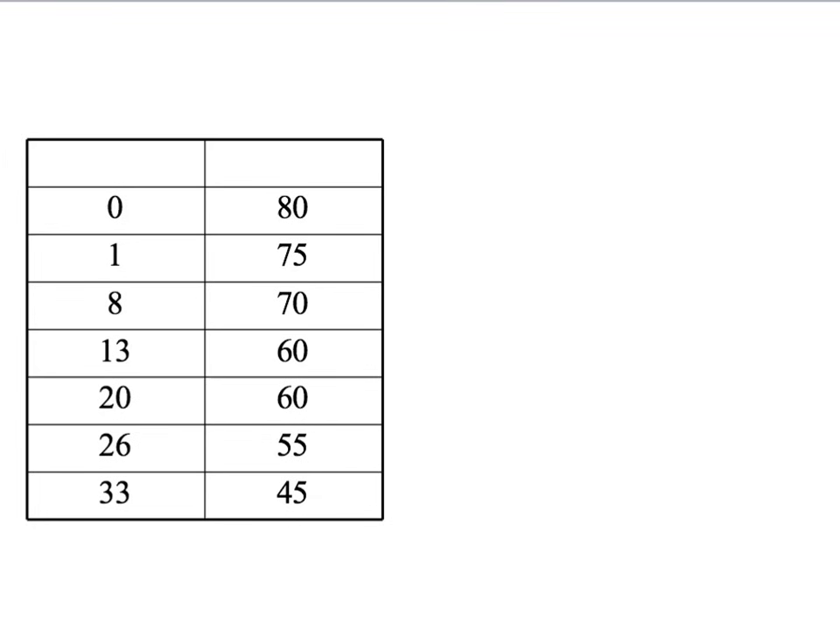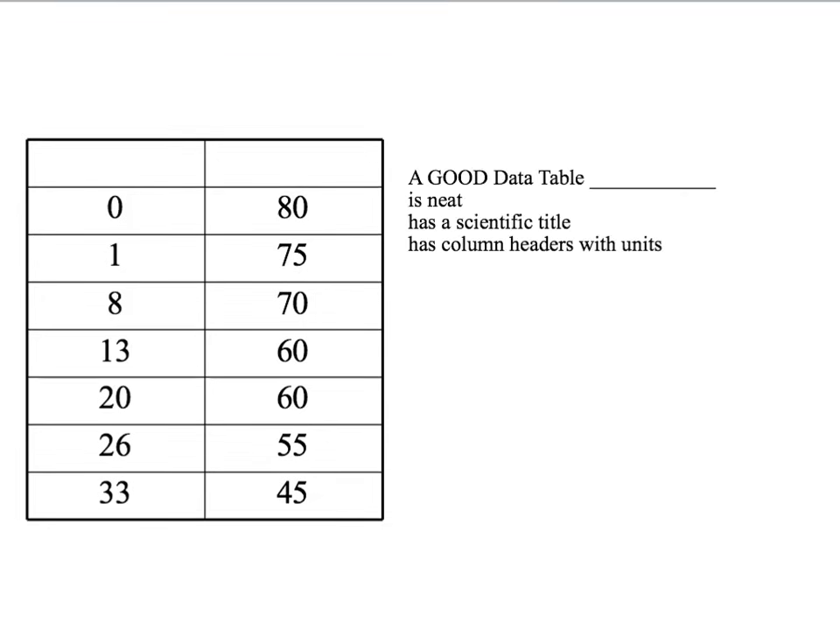So here's an example of a data table that I want to use. Now what I'm hoping to show you from this is how confusing a data table can be if you don't follow the rules that we had in our last video. Can you remember the 3 rules for a good data table? Remember, a good data table is neat, and I think this data table follows that criteria. It has a scientific title, and it has column headers with units. The fact that this doesn't have column headers or a title makes this really confusing. So let's add that to this data table right away.